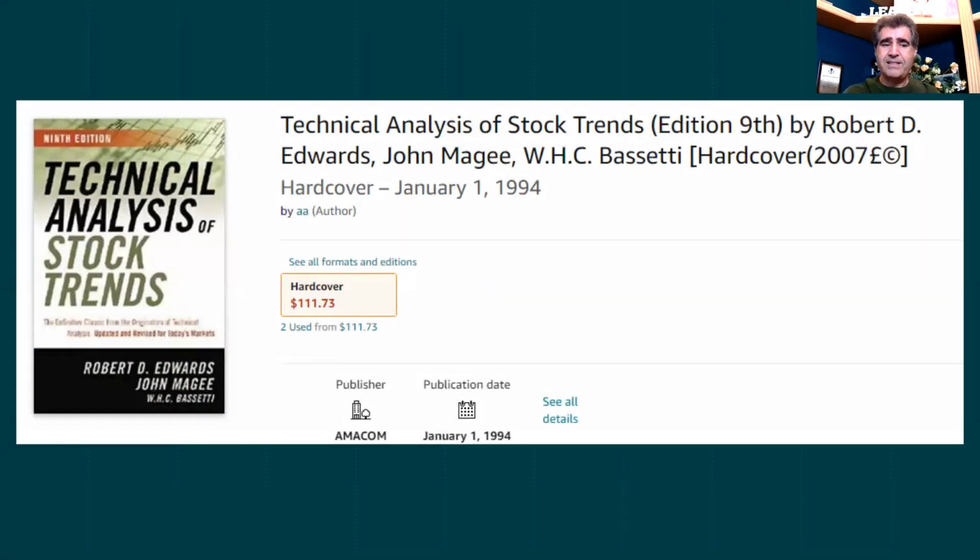The Technical Analysis of Stock Trends. Now, this is the Bible, in a sense, of the classical patterns. It's Edwards and McGee. When I started my trading in the 1980s, this was the Bible to go to. The one I have is from the 1980s, but believe it or not, the first edition came in 1948, and the second one was in 1951. So this goes back that long.